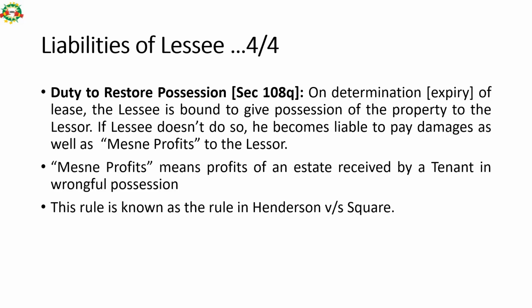If the lessee doesn't do so, he becomes liable to pay damages as well as mesne profit to the lessor. Please note down what is mesne profit. It means profit of an estate received by a tenant in wrongful possession. The rule is known as the rule in Henderson versus Square. So a 1 mark theory question may come out of mesne profit or out of this rule also.